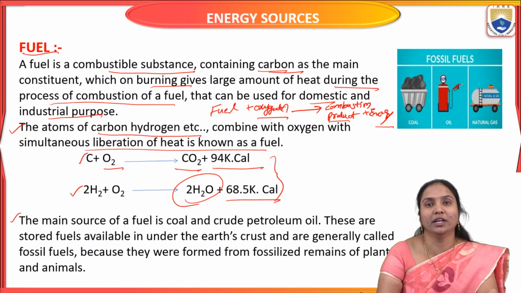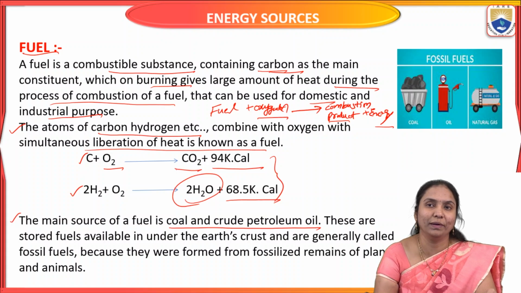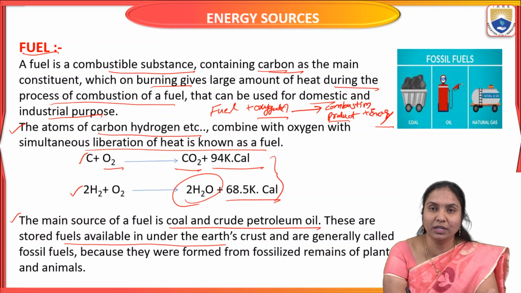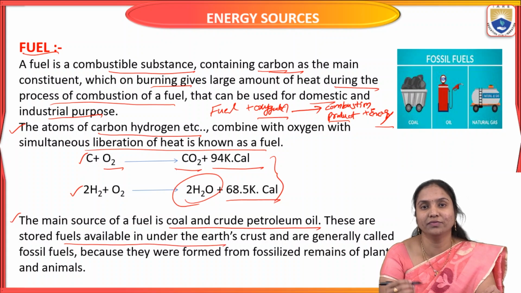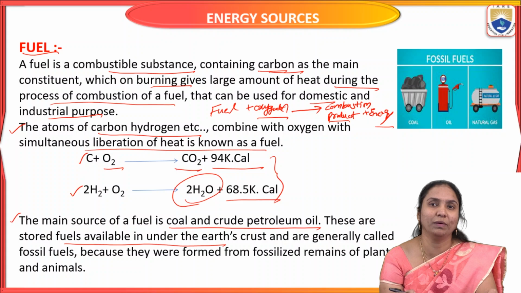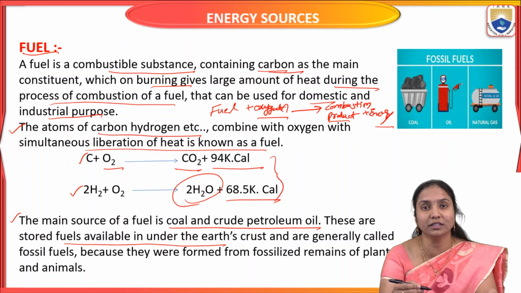The main source of fuel is coal and crude petroleum. These are stored fuels available under the earth crust. How can we obtain these fuels? The plants and animal materials buried under the earth crust for millions of years undergo partial decomposition and convert to fuels, which are named fossil fuels.